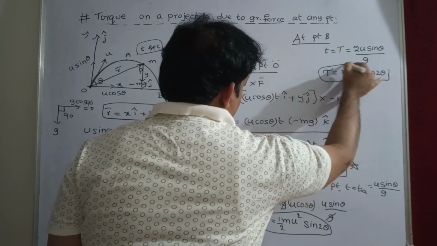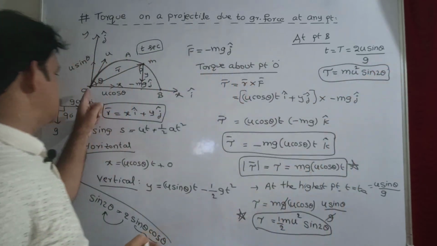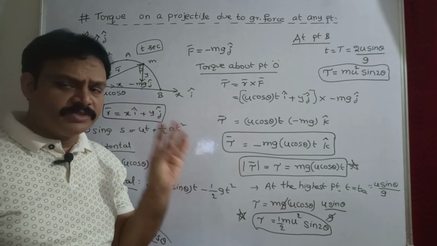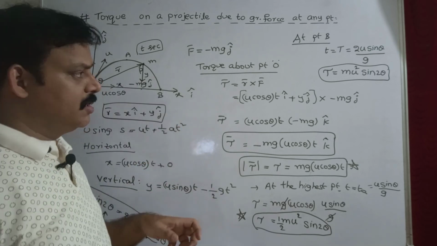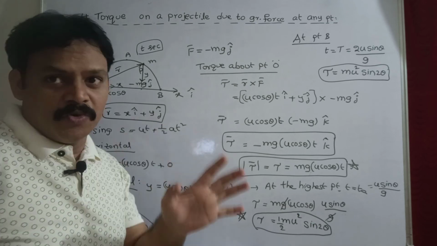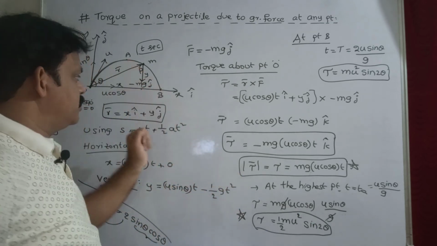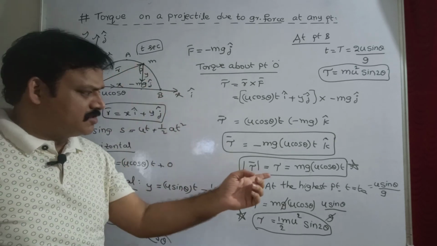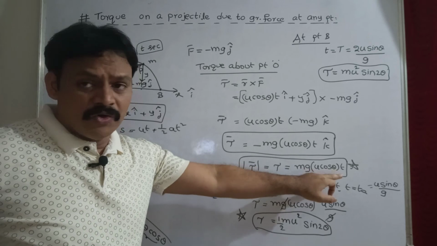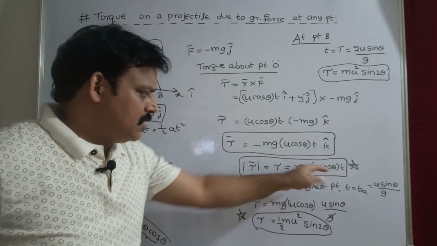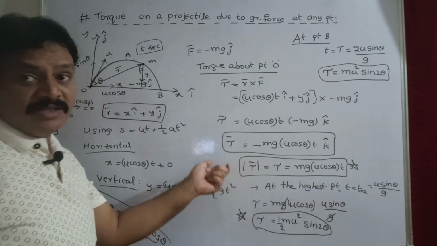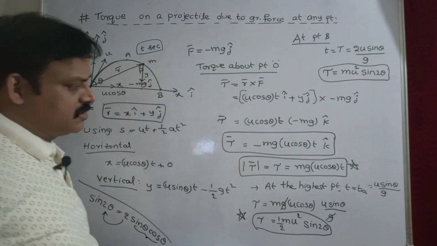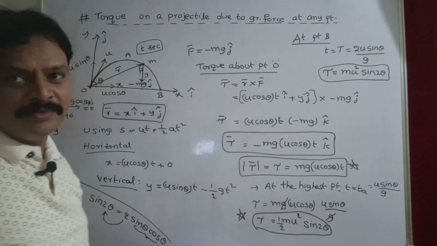What is u here? Initial velocity of projection. What is theta here? Initial angle of projection. So if we know mass, initial velocity, and angle of projection, we can find the torque at any point, whether it is the highest point, the point where it touches the ground, or any random point. So this is the general expression, provided we know the time value: we can find the torque acting on the projectile due to gravitational force about the point of projection, mg u cos theta into t. Hope you followed.